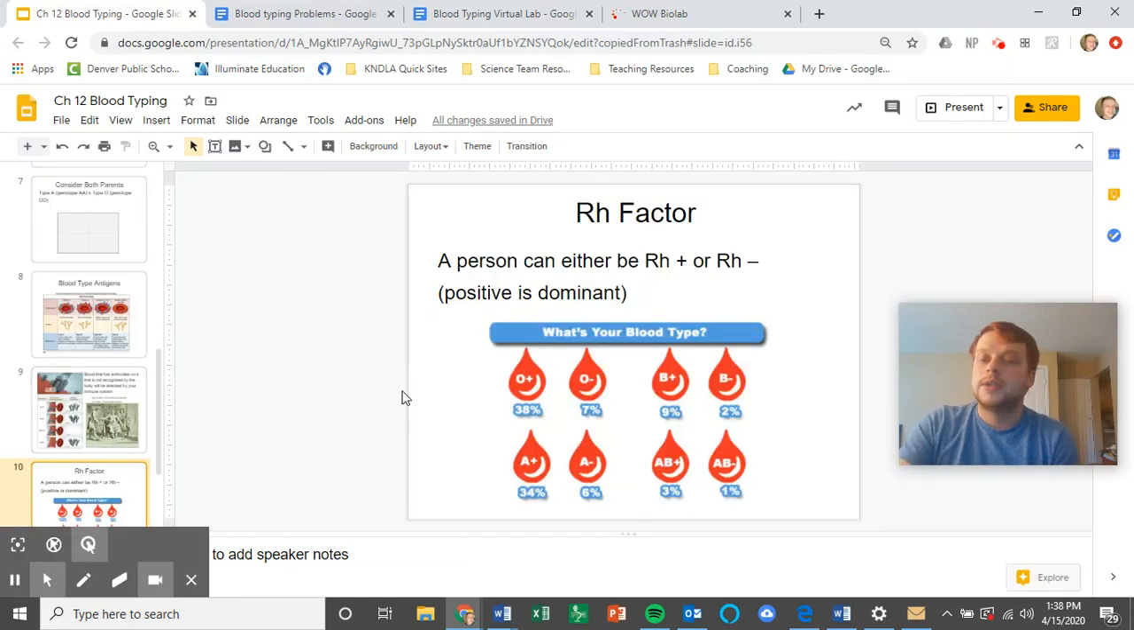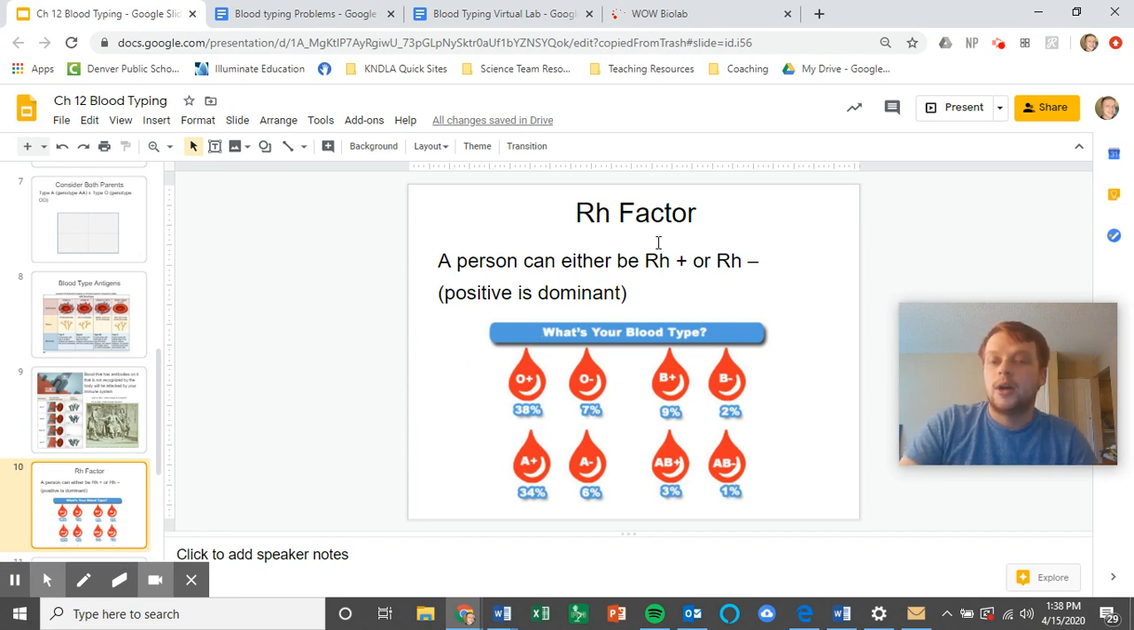The only other thing we have to consider when we're talking about blood type are Rh factors. They're named after the monkey that they were discovered in, and people can be either Rh positive or Rh negative. But being Rh positive is a dominant trait. So if you know your own blood type, this is a chart that just shows you how common and how uncommon certain types are. O positive is the most common blood type in existence, which is good because it's the one that's the most useful. And AB negative is the least common.